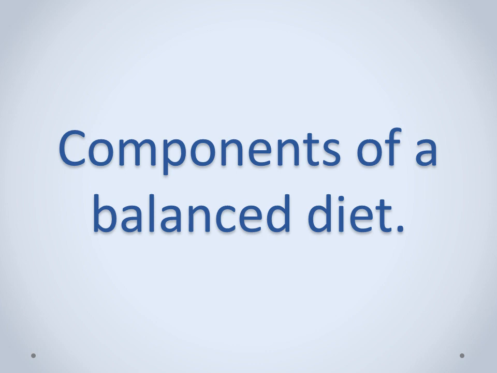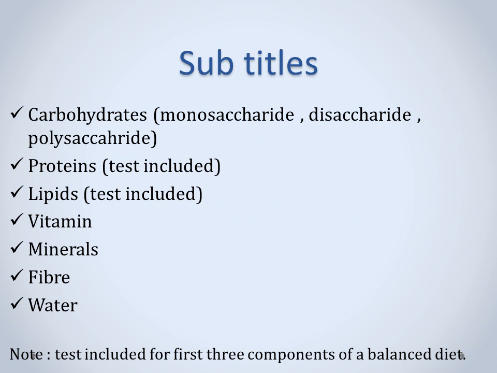Today we will discuss the components of a balanced diet. The subtitles are carbohydrates, which has three parts: monosaccharide, disaccharide and polysaccharide. Proteins, lipids, vitamins, minerals, fiber and water. There is a note for you all that the tests for carbohydrates, proteins and lipids are included for the first three components, as you can see, of a balanced diet.